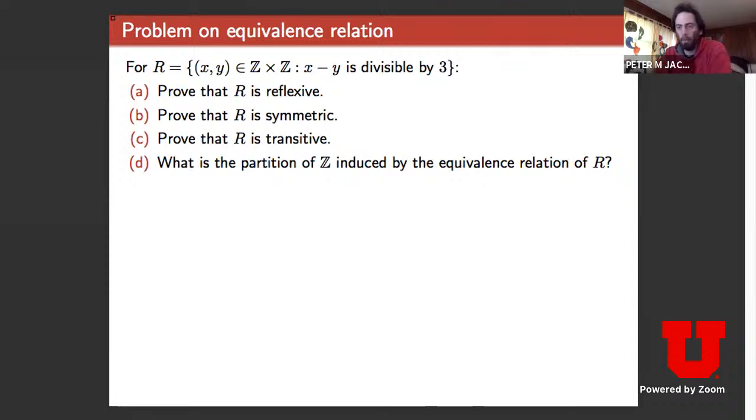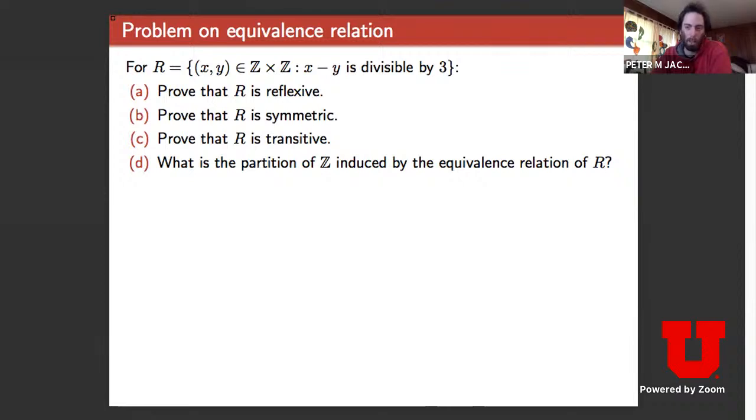All right. Would anyone like to give part A a try? You could either verbalize, or if you want, you can write on the board. All right, I guess I'll take that as a no.